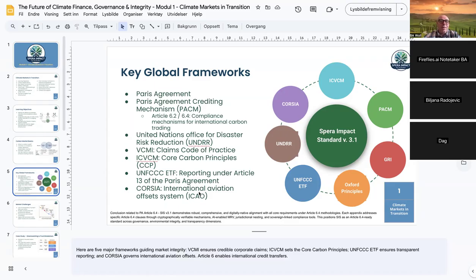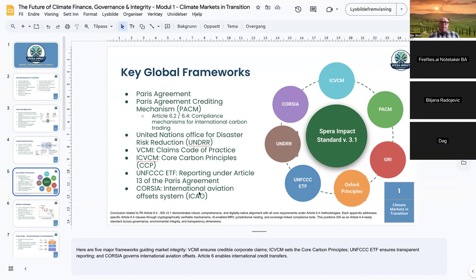framework, which is essential, is the UNFCCC ETF, the Enhanced Transparency Framework, which is reporting under Article 13 of the Paris Agreement. And one of the other important frameworks is CORSIA, which is the International Aviation Offset System.